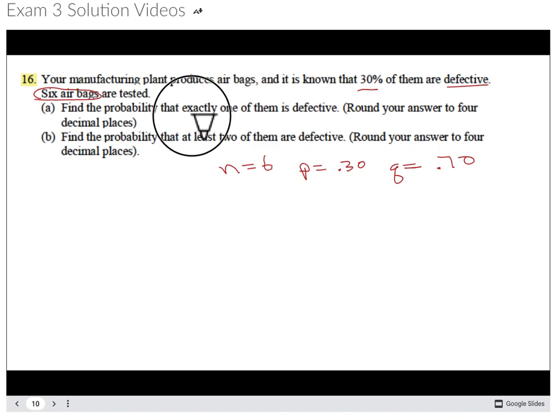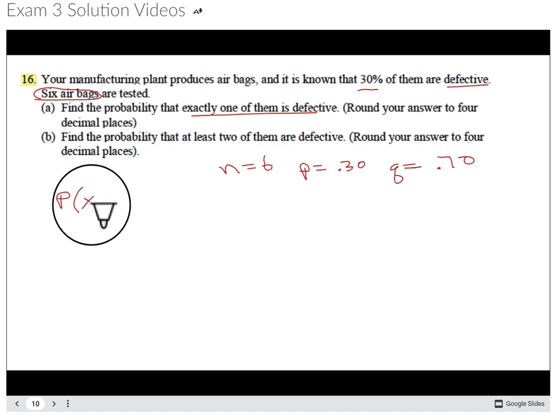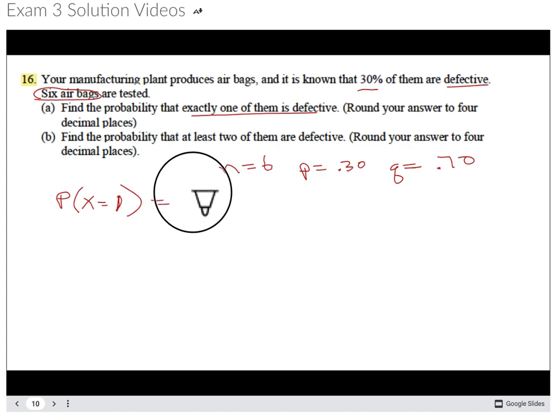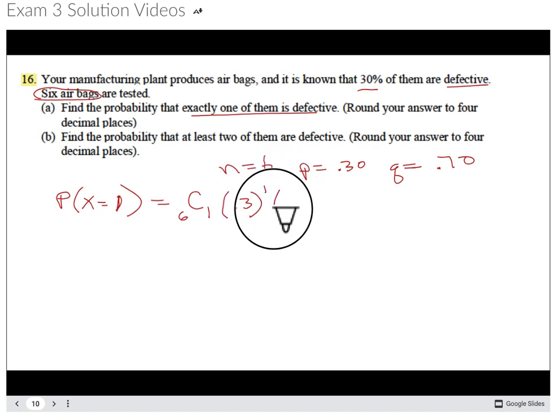So find the probability exactly one of them is defective. So that's the probability that our random variable x is equal to 1 defective airbag. So remember, from the Bernoulli, the binomial formula, out of the 6, we're looking that we would have 1 defective. Probability of getting a defective is 0.3. We're going to get 1 of those, and then we're going to get 5 non-defective. So there's that. We just need to calculate that.